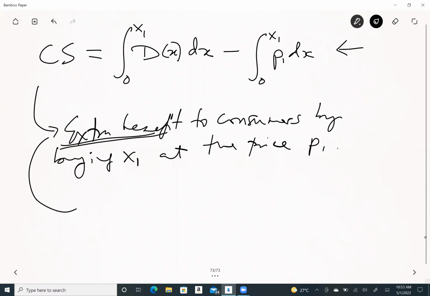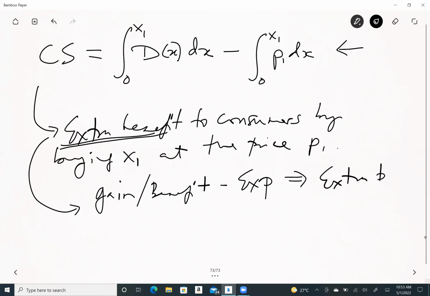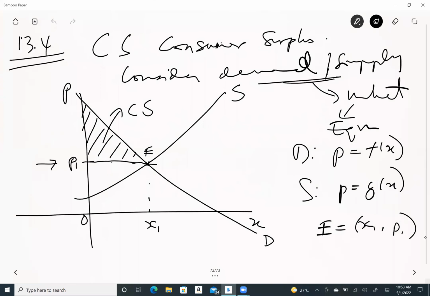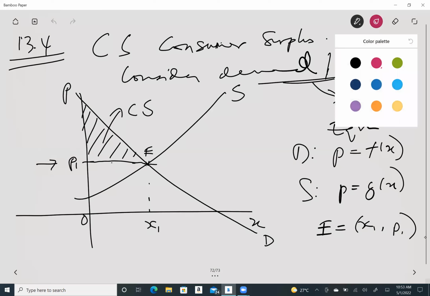That extra benefit is the gain to us, the net gain, the benefit minus the expenditure. Then what you get is the extra benefit, or we call it net gain. Okay. Now, how do you get it? This is how we get it. The area under the demand curve, or the price on the demand curve, what is it?